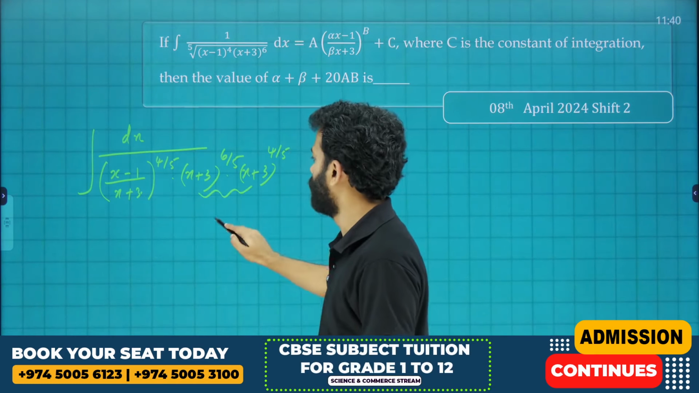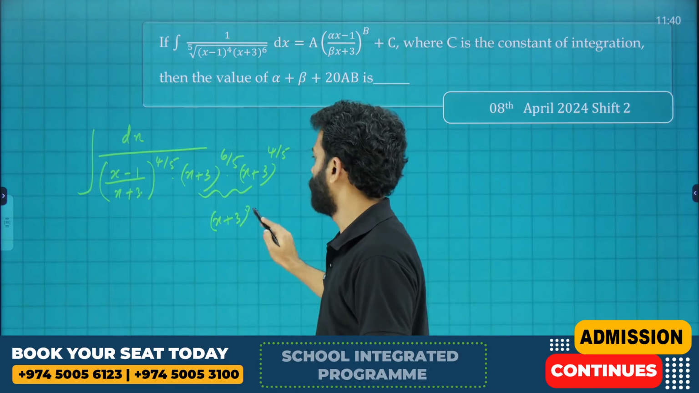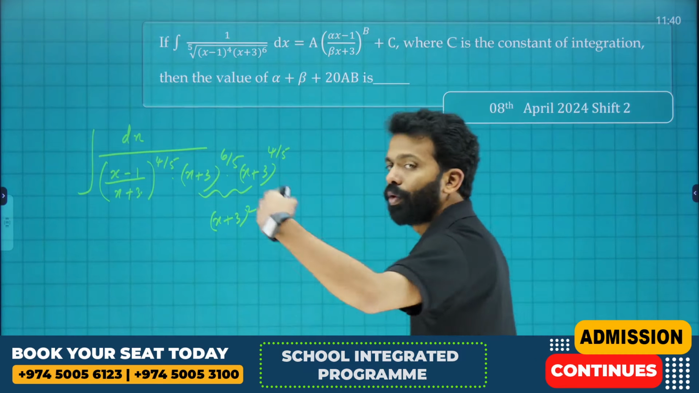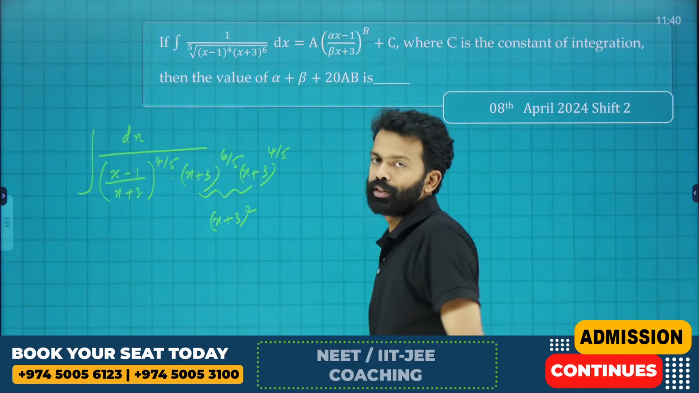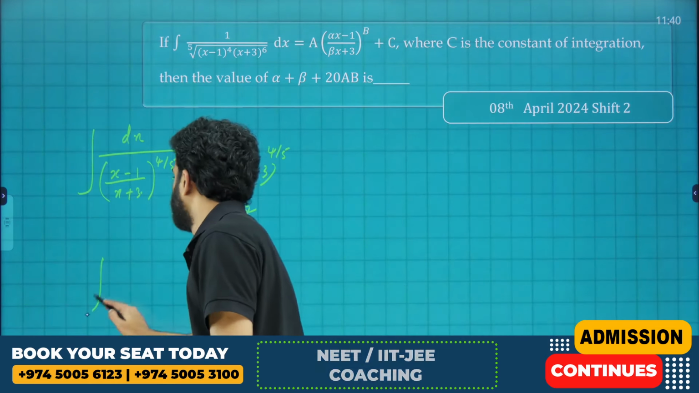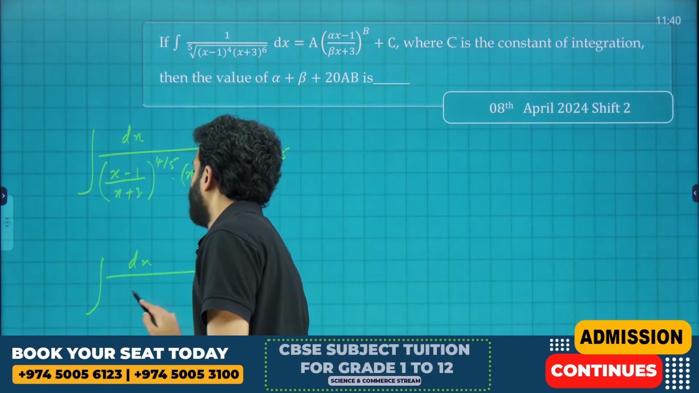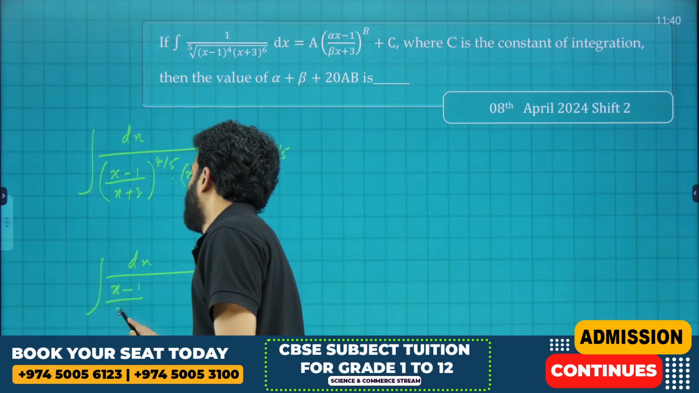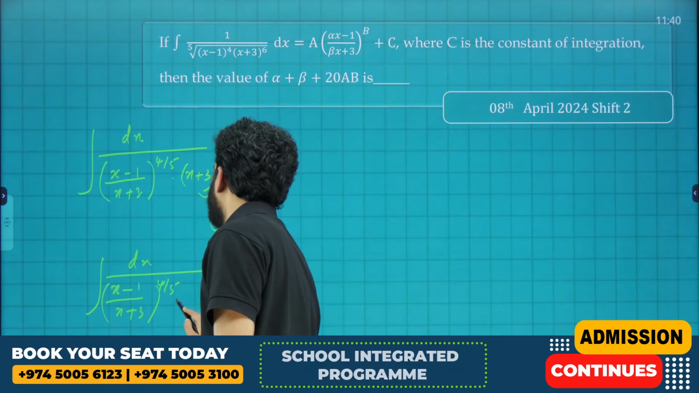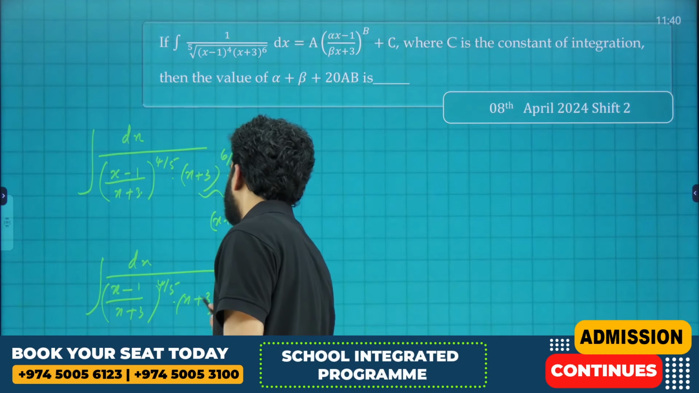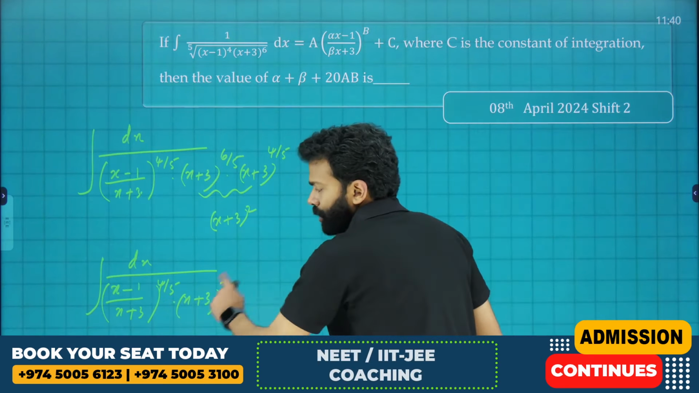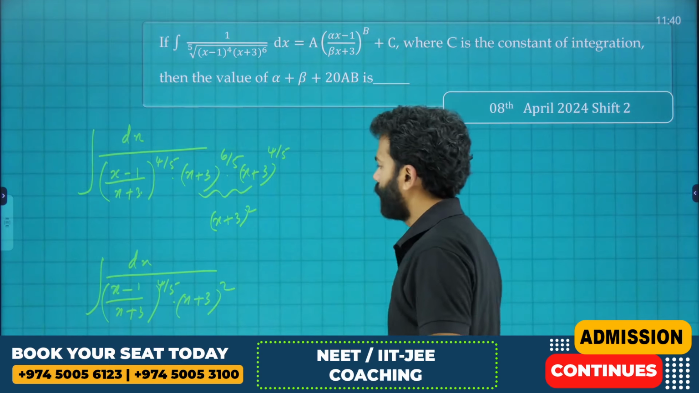So this will be reduced to x plus 3 the whole square. So it will be dx by x minus 1 divided by x plus 3 the whole raised to 4 by 5, into x plus 3 the whole square. Therefore it will be dx divided by x minus 1 divided by x plus 3 the whole raised to 4 by 5 into x plus 3 the whole square. It will be like this. And we know that its derivative is this one. Therefore what is its derivative?